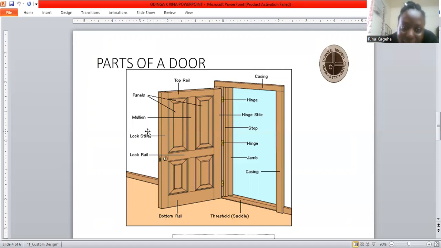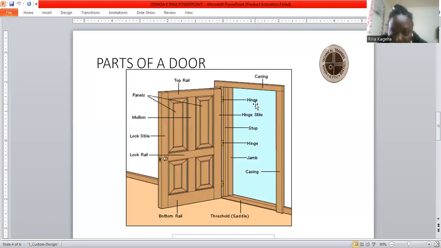Yes, you can see a top rail, and you can also see a bottom rail, and you also have a lock rail. We have a lock style. We have panels of a door. We have mullion. We have hinges, whereby we have 3 hinges on a door.